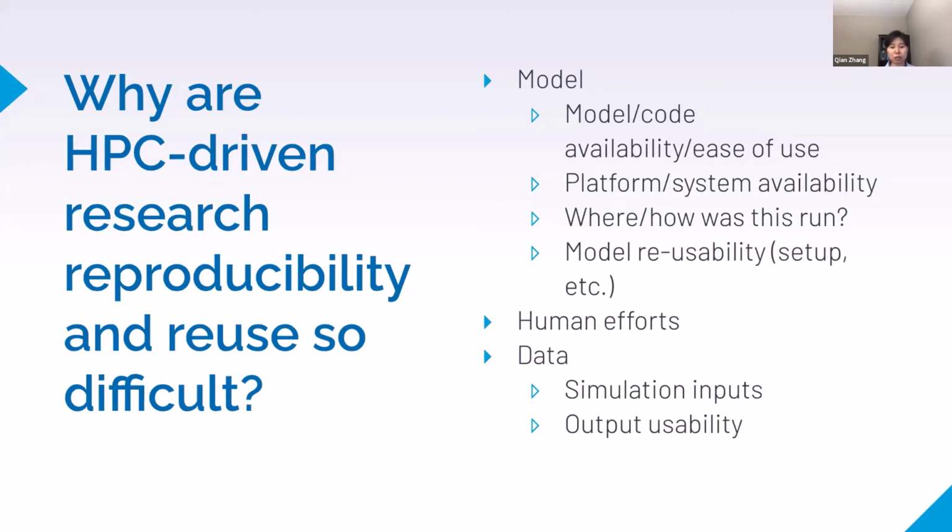And for the data, the simulation inputs refers to how much effort it takes for us to acquire and manage all the inputs used for the simulation. The output usability is about how easy it is to use the outputs outside the original context. Does it adhere to any standards? What community standards or conventions have been used? And is the metadata sufficient for others to understand the output without running the simulations, something like that.